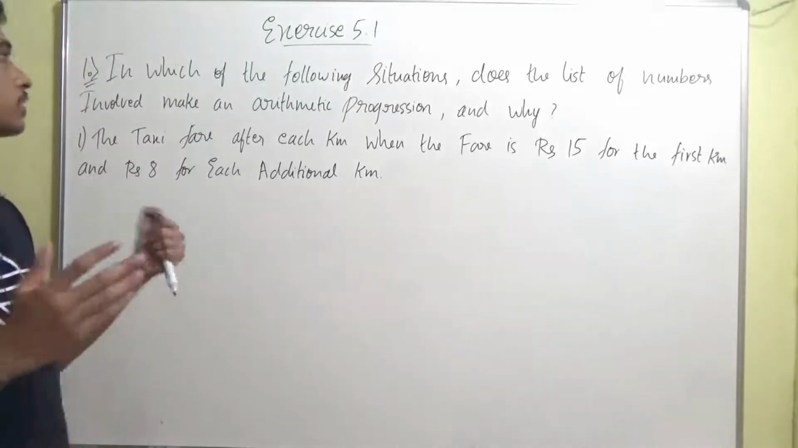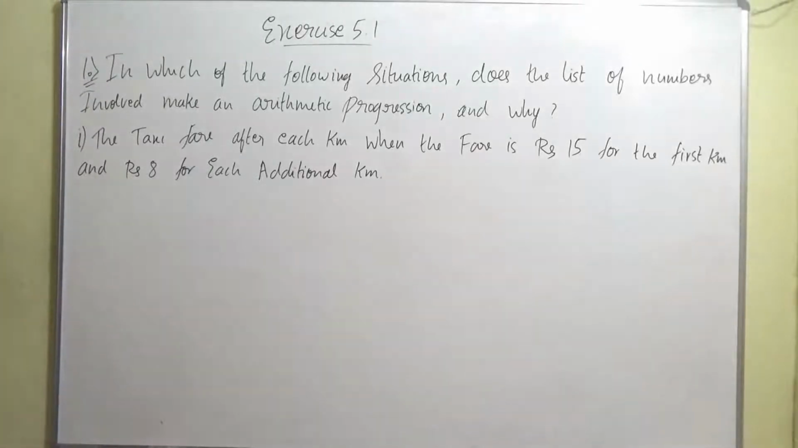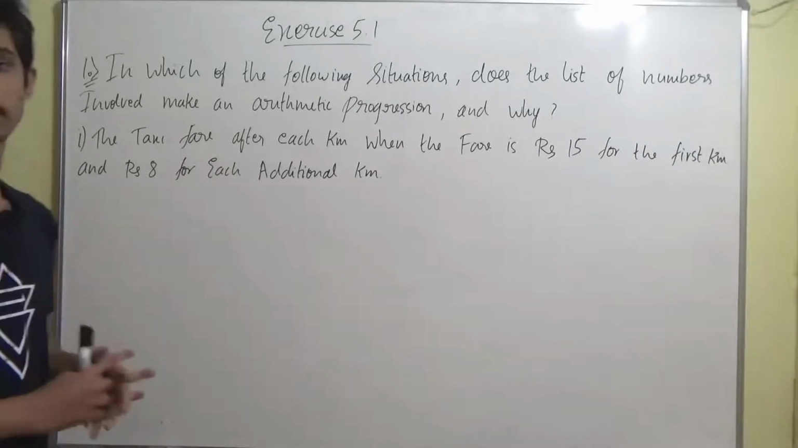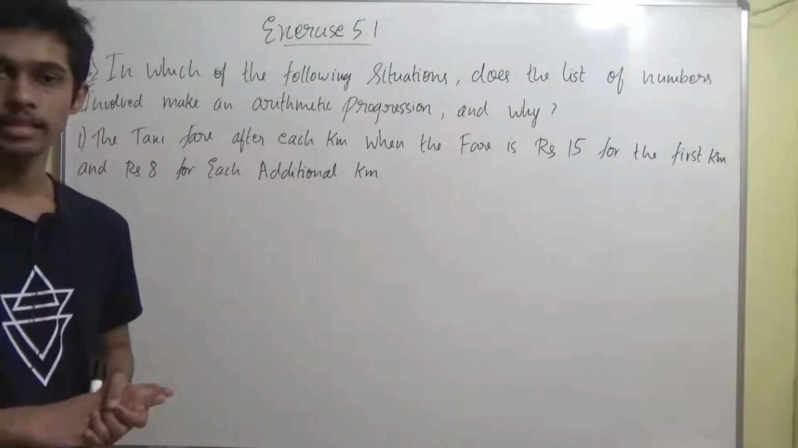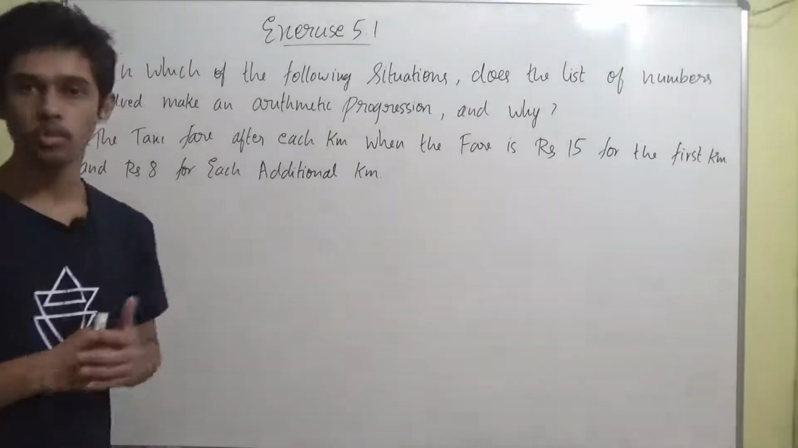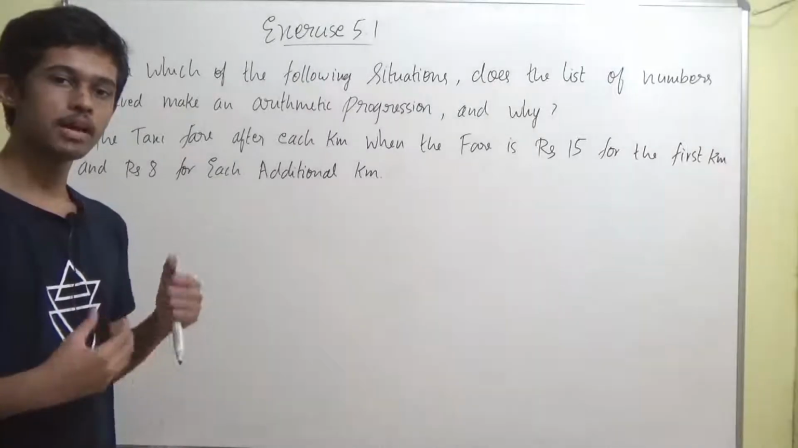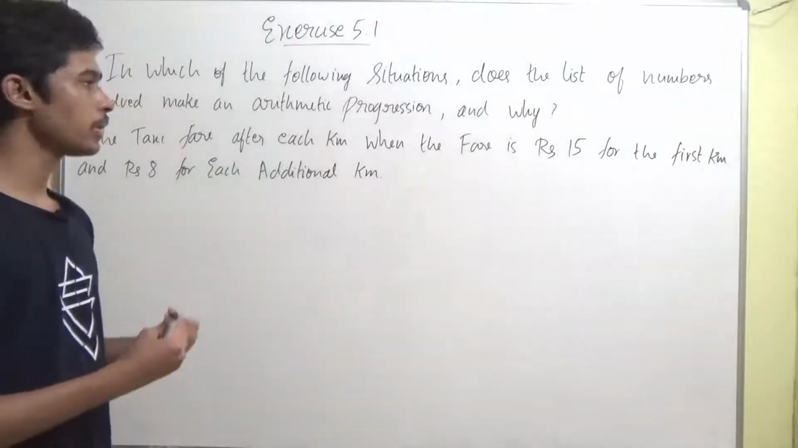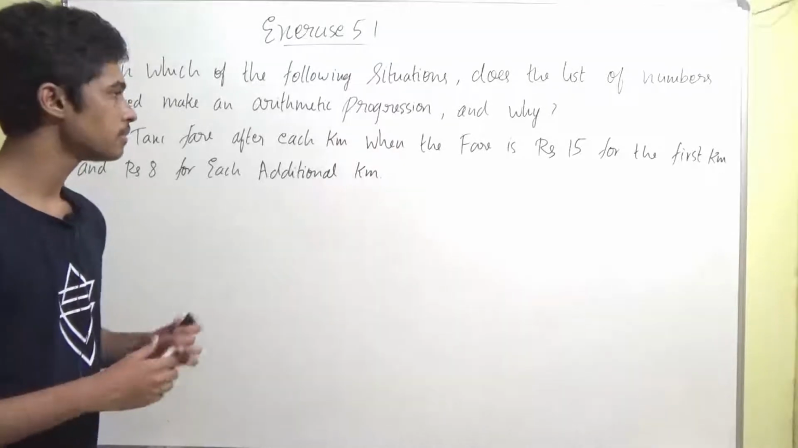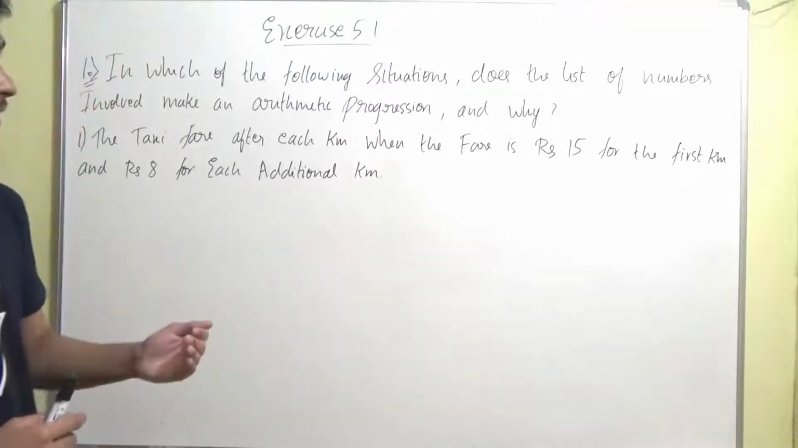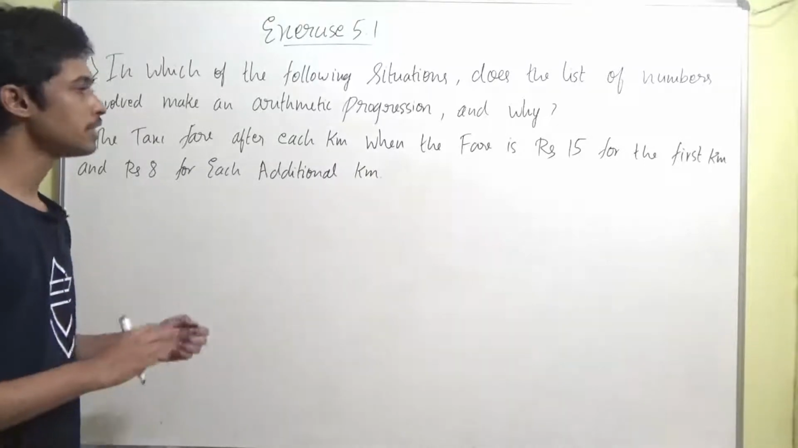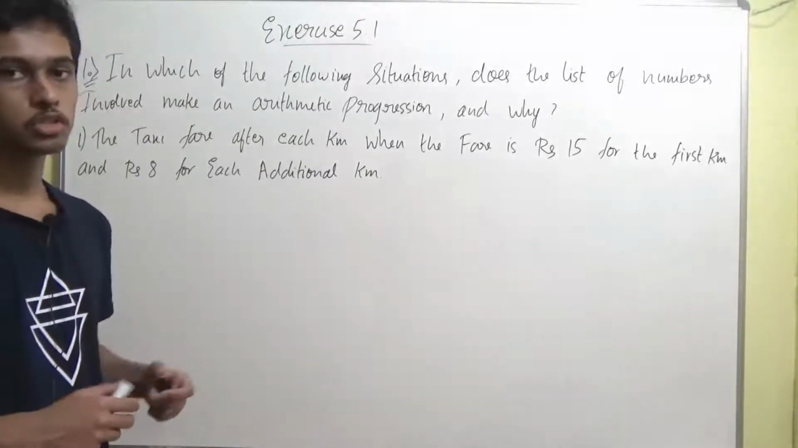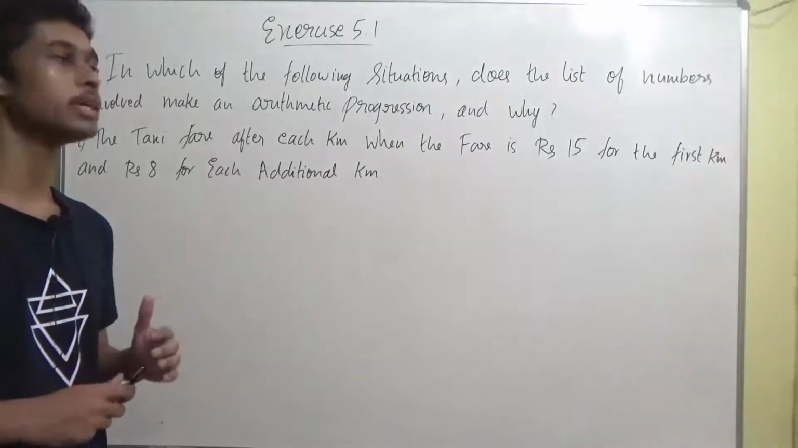So without much delay, let's go to the first question, which says: in which of the following situations does the list of numbers involved make an arithmetic progression, and why? In the last lecture we solved a few similar questions. They had given us a series, and we had to tell whether it's an AP or not. We found that by doing the subtraction between two consecutive terms, a succeeding and a preceding term, and if the common difference is the same throughout the series, we used to tell it's an AP, or else we used to tell it's not an AP.